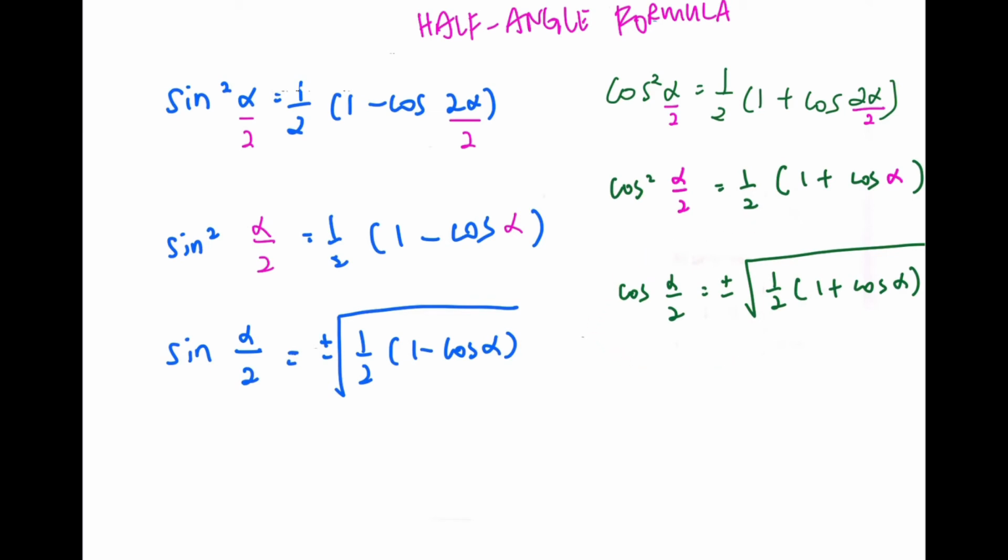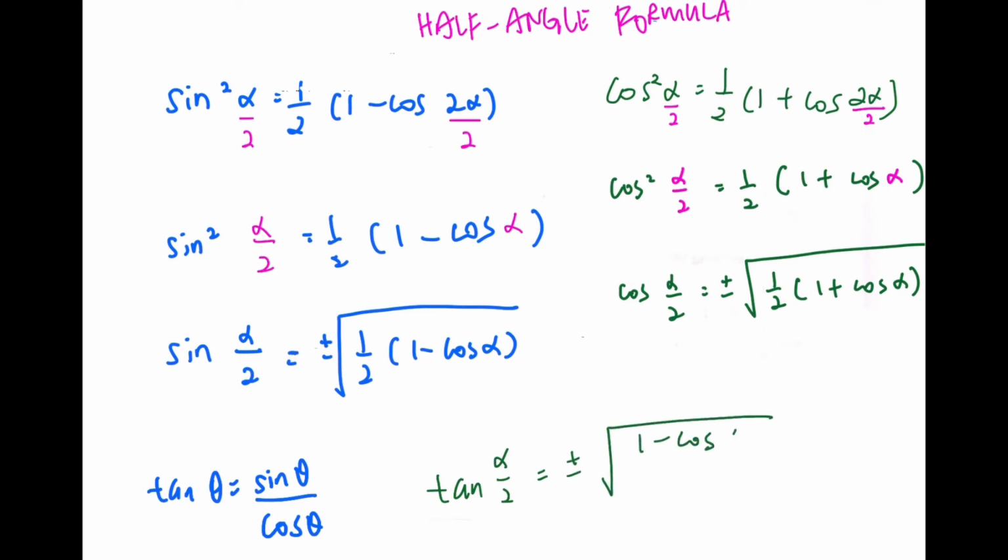So now let's find the value of half angle for tangent. We know that tangent theta is equal to sine over cos. So in order to get tangent alpha over 2, let's just divide sine by cos. When you divide both of them, half will be cancelled with half, and you're just left with plus minus square root of 1 minus cos alpha over 1 plus cos alpha. This is the value for tangent alpha over 2.